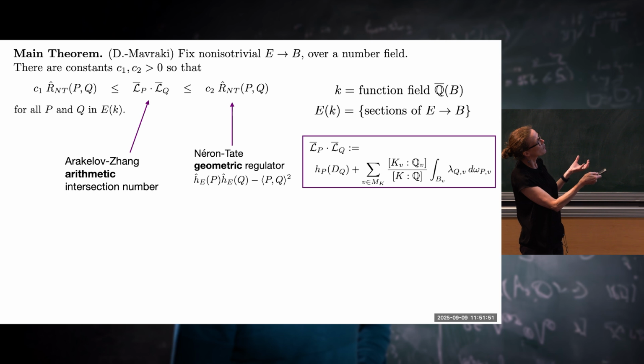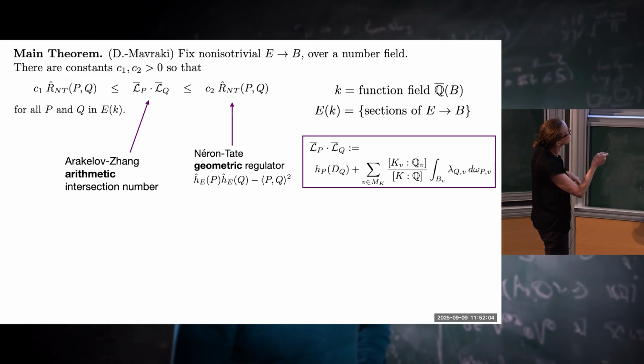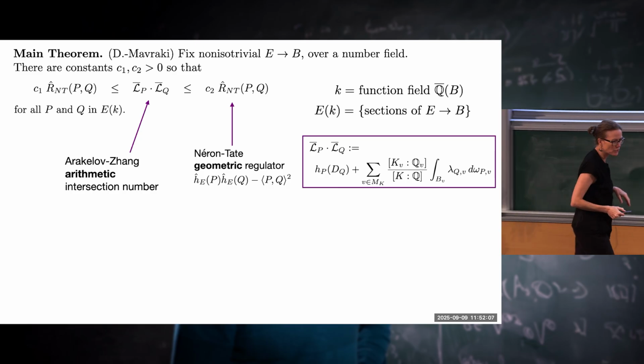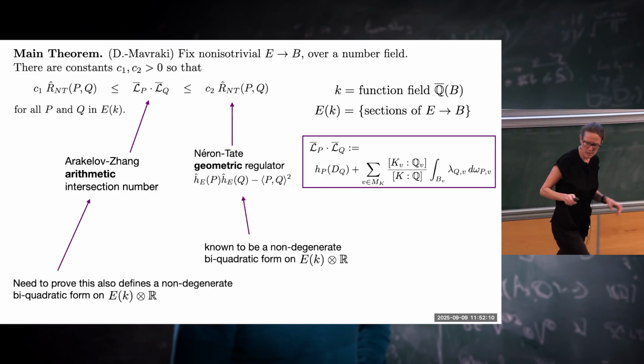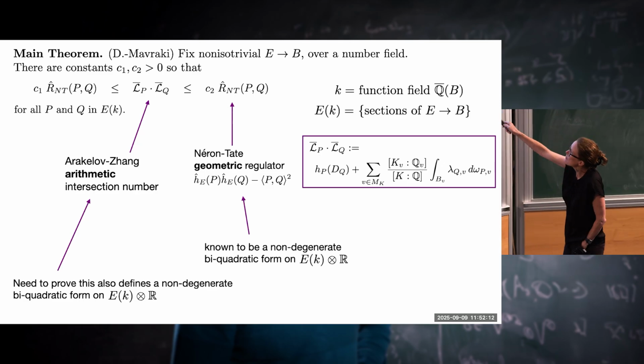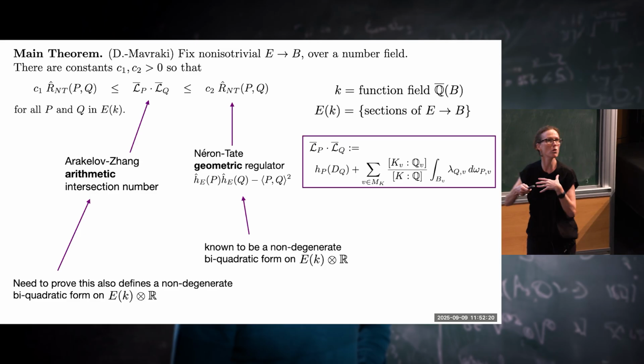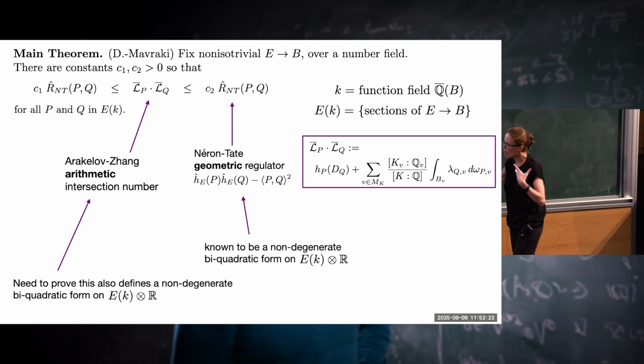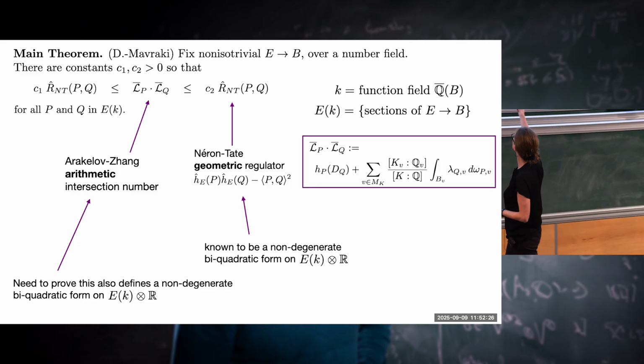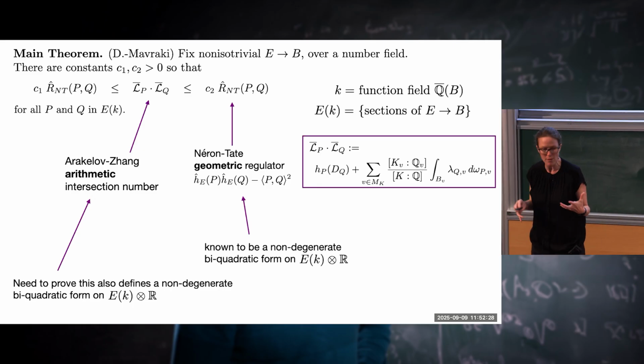This is the Néron-Tate inner product on E of k, or E of k tensor Q, if you think of it as a vector space. And then this is the usual Néron-Tate. This quantity here is something about the elliptic curve over the function field. And it's well known that the geometric height defines a non-degenerate quadratic form when you tensor with R, thinking of it as a real vector space.